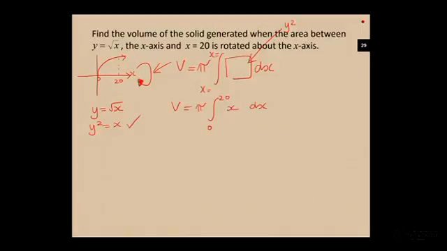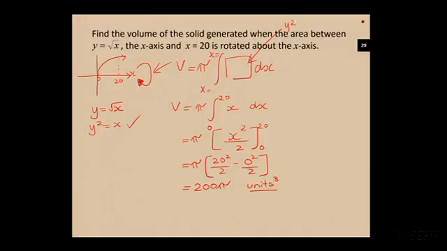Now I'm going to finish this one off because it's a short one. Pi, it's got x being integrated goes to x squared on 2 from 0 to 20. How you come up with this is up to you. I'm putting the 20 squared on 2 minus the 0 squared on 2. That should come out to be, I think, 400 divided by 2, but check on me. And 400 divided by 2 should give us, I'm pretty sure, 200 pi, and then you put the units cubed at the end.